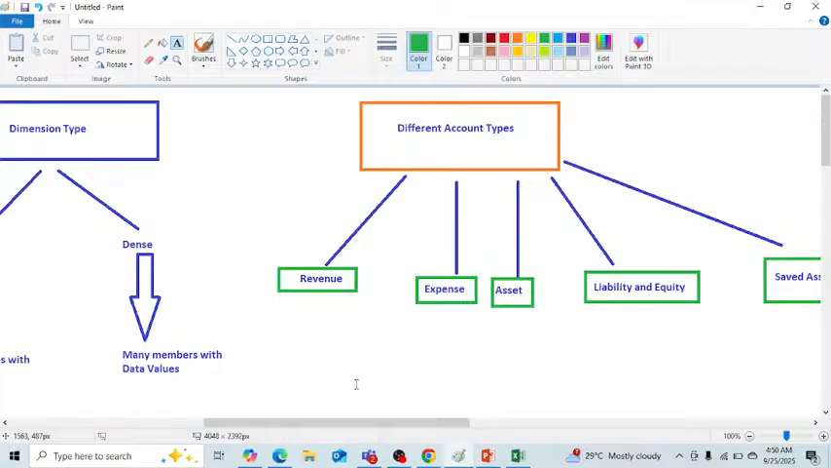So this is how professionals do their work. They do all their analysis within the instance.